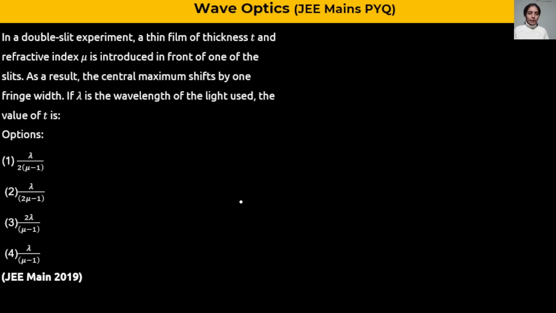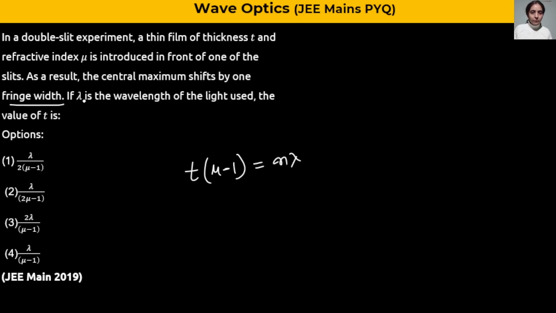Now let us move ahead. In a double slit experiment, a thin film of thickness T and refractive index mu is introduced in front of one of the slit. As a result, central maximum shifts by 1 fringe width. So मैंने तुम्हें बताया कि shifting कितना होगा? T mu minus 1, and this will be equal to n lambda. This is the delta x. This is the shifting in path length, and for n number of fringe to get shifted, this will be equal to n lambda.